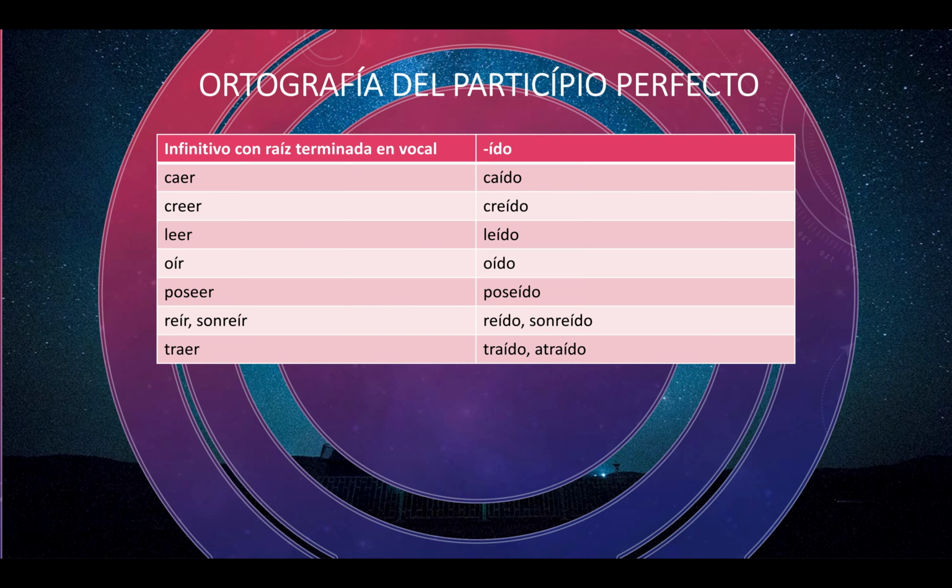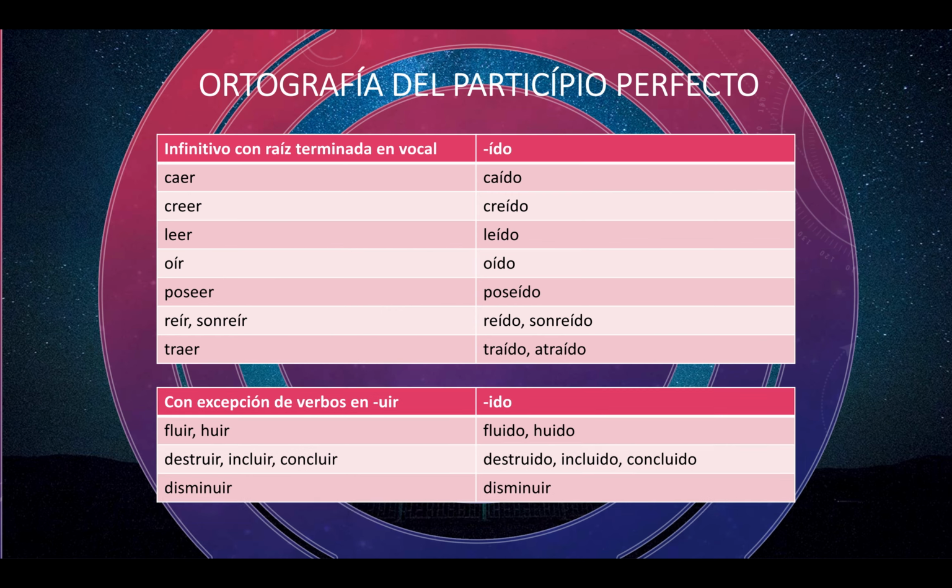But caer means to fall, caído, fallen; creer, to believe, creído, believed; leer, to read, leído, read; oír, to hear, oído, heard; poseer, to possess, poseído, possessed; reír, to laugh, sonreír, to smile, reído, sonreído, laughed, smiled. Okay. Traer, to bring, traído. Okay, and then atraído, so if there's a prefix, that will follow the same pattern.